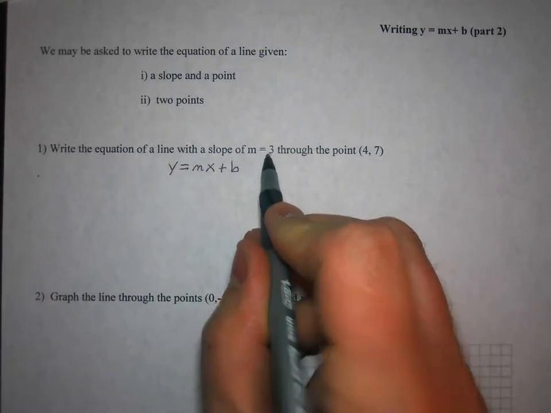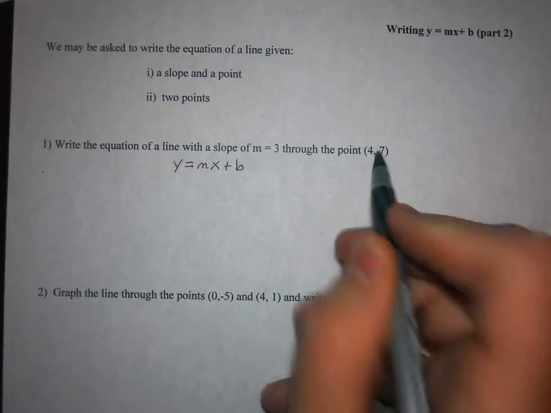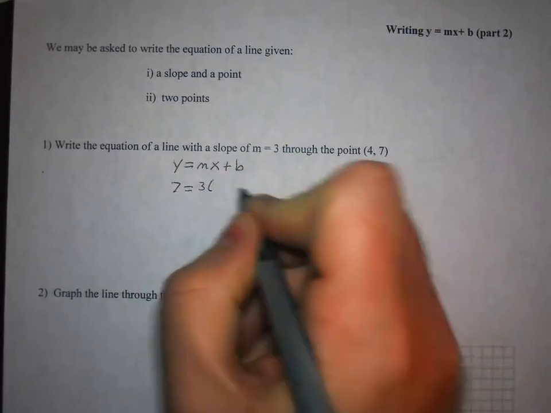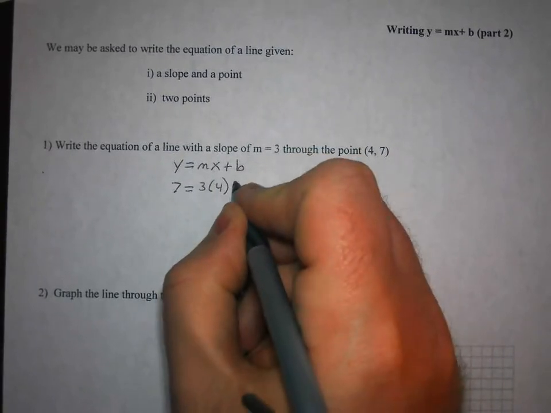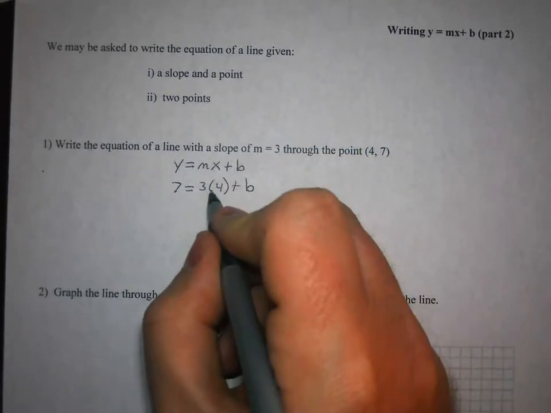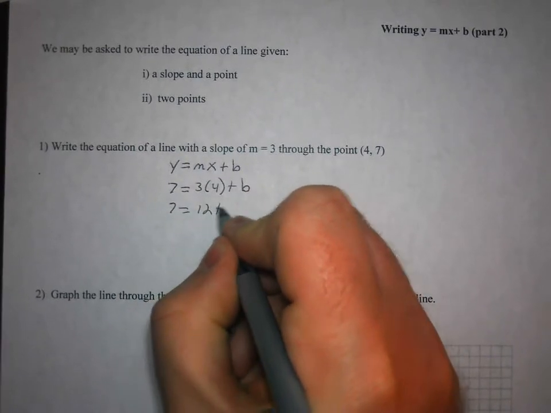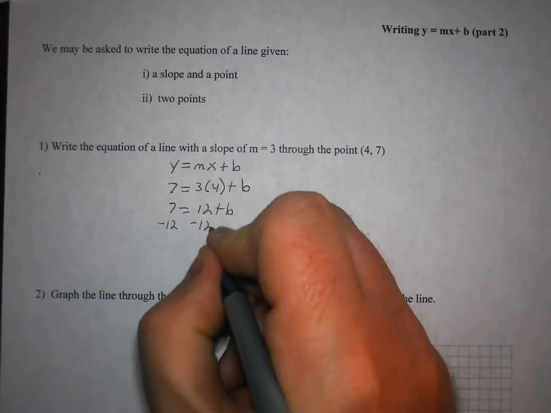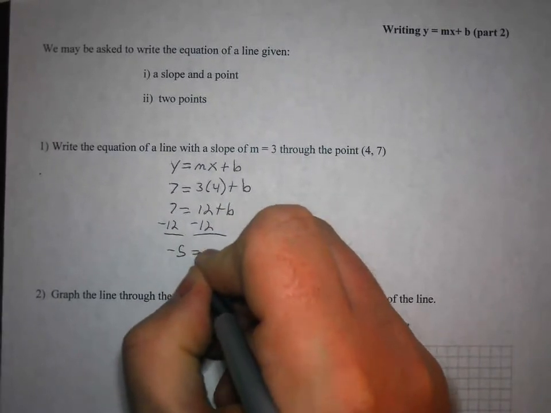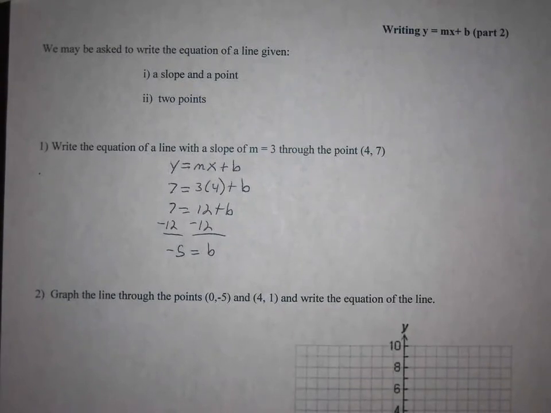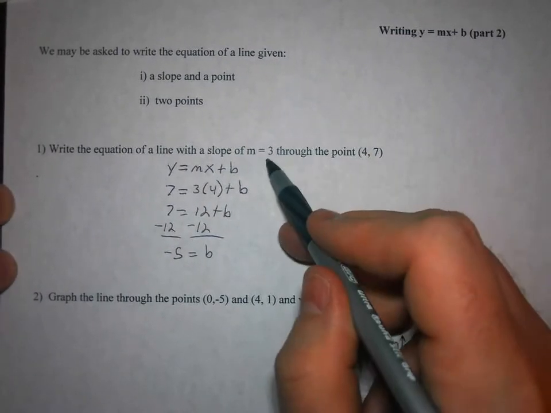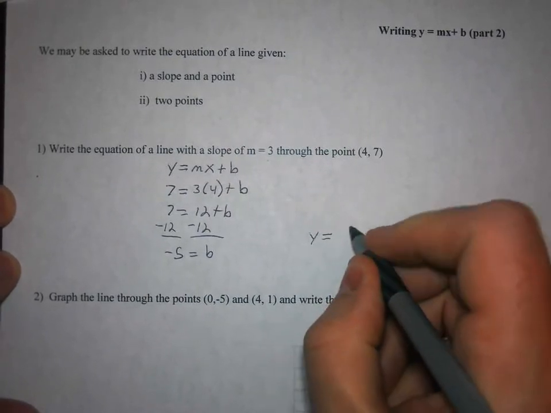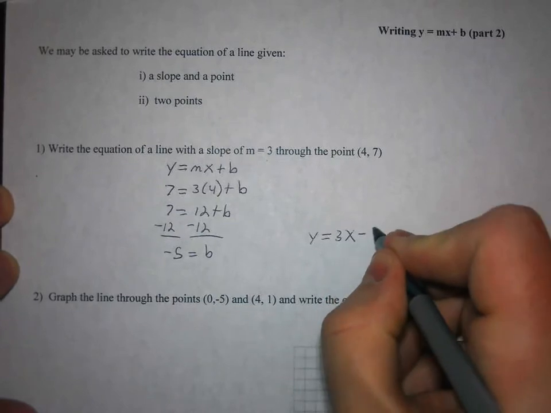Here we know that m is 3, x is 4, and y is 7. So 7 equals 3 times 4 plus b. So do the arithmetic. Subtract 12 from each side, and you end up with -5 equals b. So the equation of our line, given this slope of 3 passing through the point 4, 7, is y equals 3x minus 5.